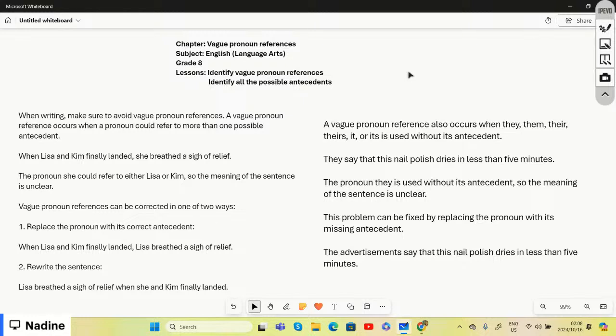All right. And when we look at an example where we use a vague pronoun reference, it says, when Lisa and Kim finally landed, she breathed a sigh of relief.